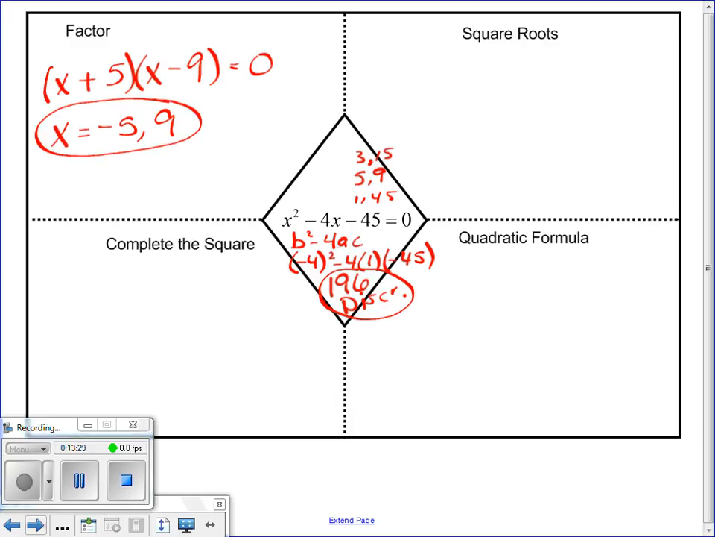Hopefully we're at the point where we can not show that work there. Is there anybody questioning how I got my answers from the factored form? If you're not sure, make sure you ask. Because remember, once we get it factored, what you're doing is setting each factor equal to 0. And then we solve. So subtract 5. That's where I got negative 5. Add 9. That's where 9 came from.